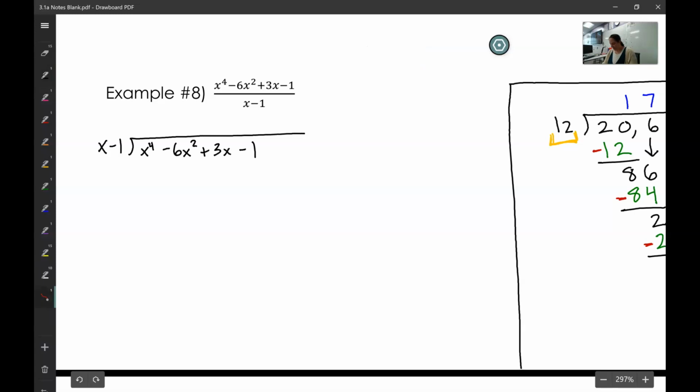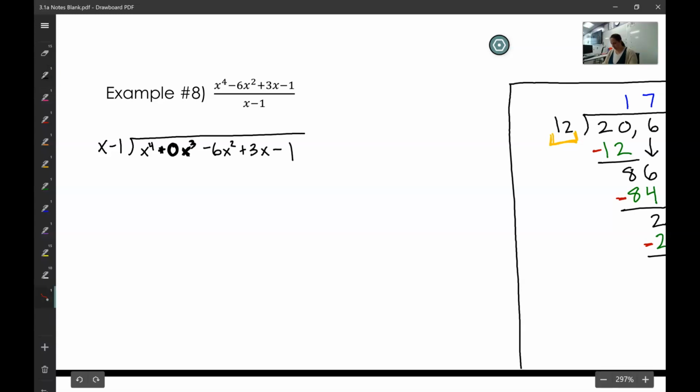Those are different. I need the 0 in there as a placeholder, holding that place. Well, if I look at these exponents, I have x to the 4th, then I have x squared. I'm missing an x cubed. So I need a 0 to hold the place of that x cubed. And I need to know which column it is. That 0 is in the x cubed column. So that is my placeholder.